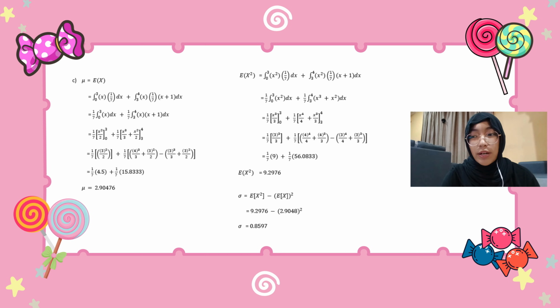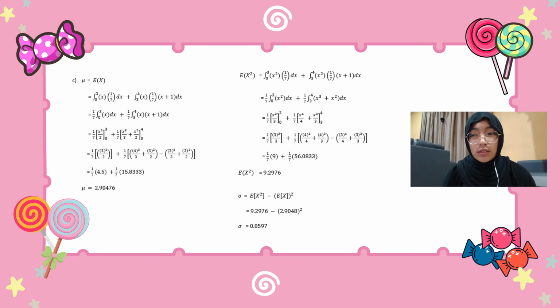For the first part of question C, first we are going to find the mean, which equals E(X). So first we find the expected value. E(X) equals the integral of x f(x) dx. And then as usual, we need to substitute the upper limit and lower limit into the integral. And then we add both parts of the integral, which becomes 1 over 7 times 4.5 plus 1 over 7 times 15.8333.